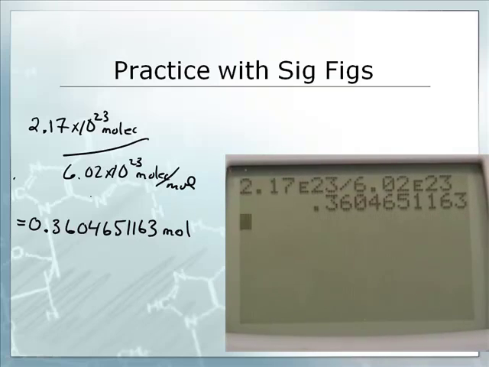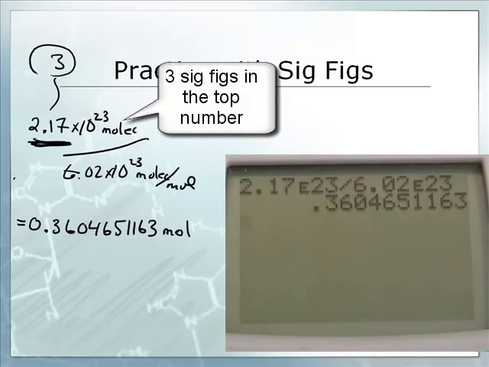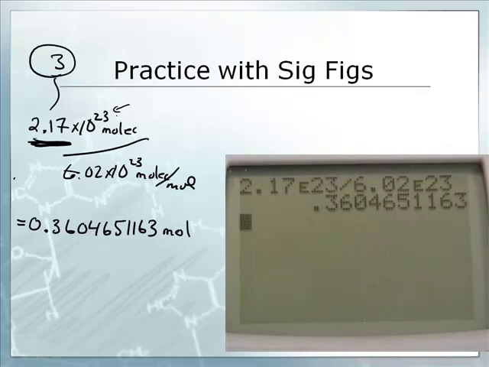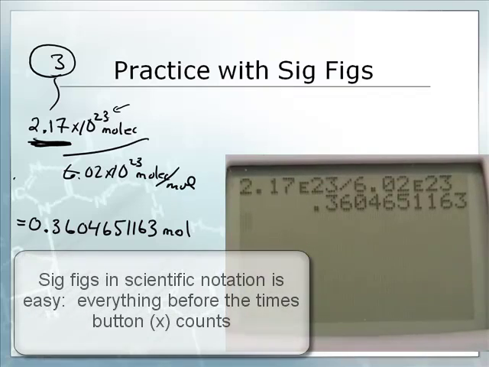All right, how many significant digits in the first number up here at the top, the 2.17? 3 significant figures: the 2, the 1, and the 7. But what about that 23? That doesn't count. That's an exponent, and that just tells us where the decimal is in relationship to all the zeros. Significant figures in scientific notation are really easy. It's everything before the times. And there's 3 there, and the 6.02 looks like there's 3 there. So our answer has to round to the third digit.